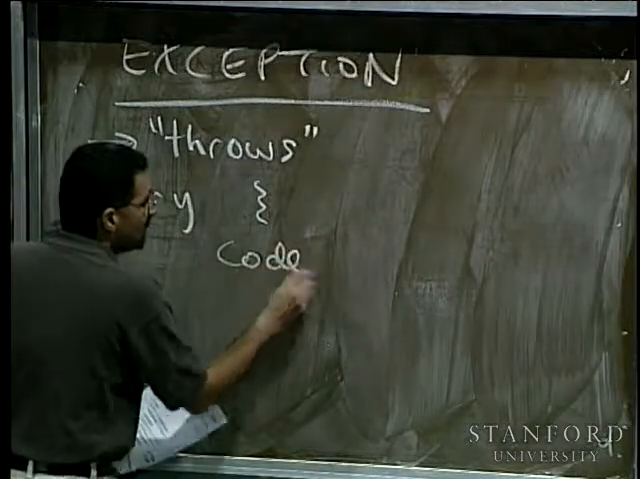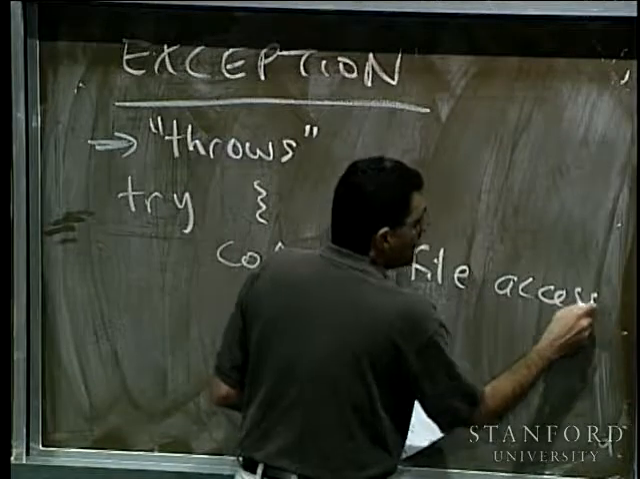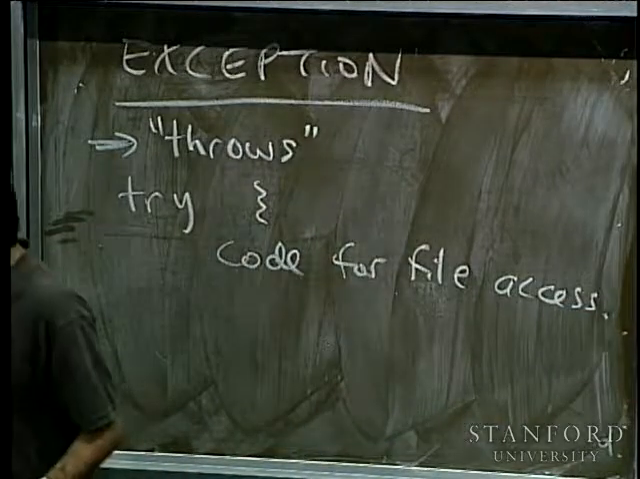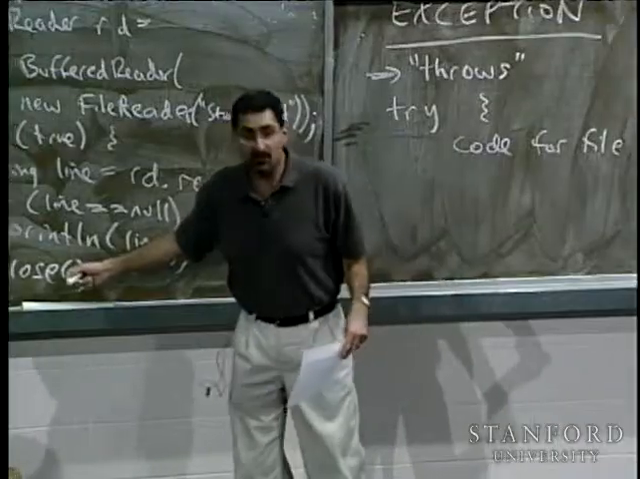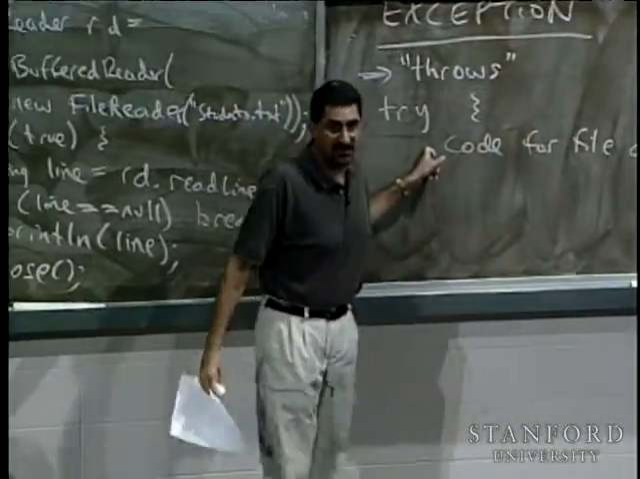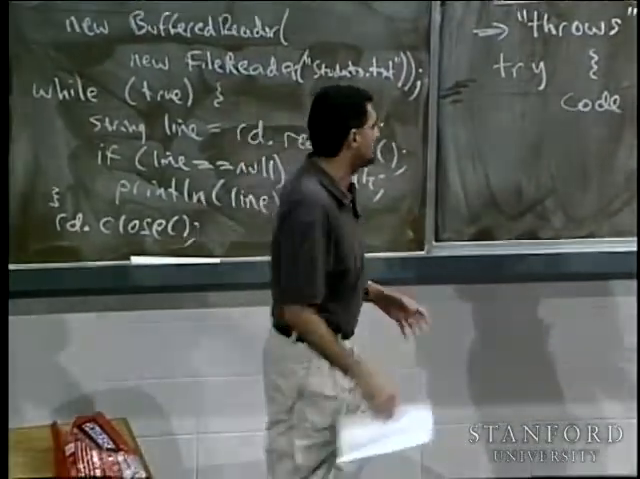Inside here, you have your code for file access. That's whatever you're doing with the file, trying to create a new buffered reader with the file, reading in lines one by one, or closing a file. Anytime you're trying to do something that involves file access, you need to put it inside this thing called a try that says, hey, I'm going to try this out. It may throw an exception.